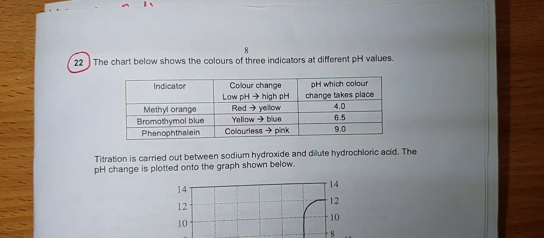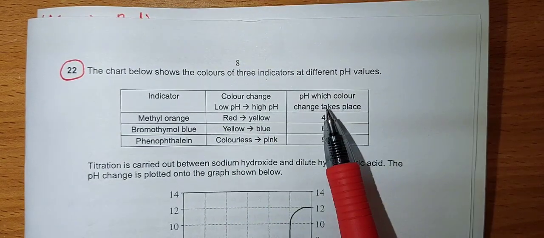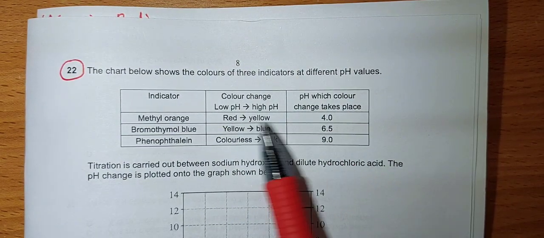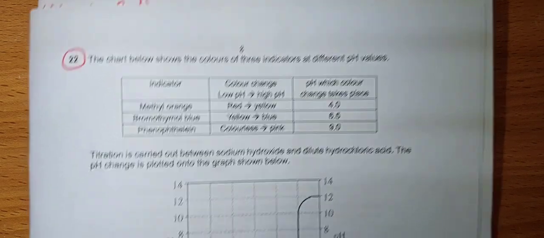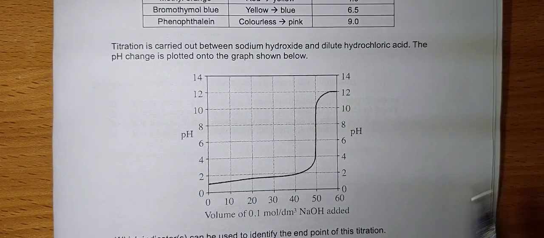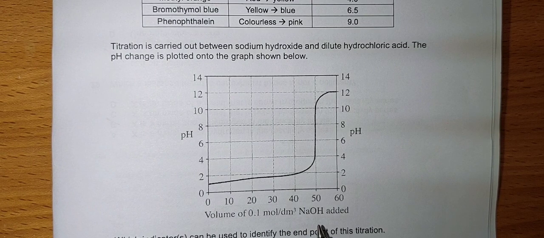Question 22. So these are the indicators as well as the color change of the indicator, as well as the pH where the color changes take place. And this is the titration. So you can see the pH versus the volume of NaOH added.